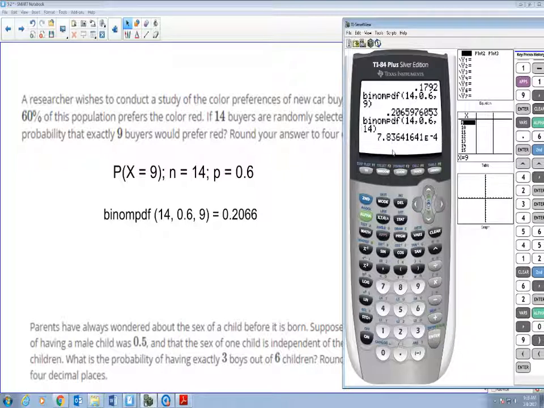This is actually very, very little. E to the negative 4 means you've got to move the decimal to the left 4 times. So that is actually less than 1%. Okay, that's kind of weird. Because 60% of the entire population prefer red, but I'm only selecting 14 out of however big this population is. So to get exactly all 14 of them preferring red is going to be very, very rare. Alright, so hopefully that kind of makes sense.